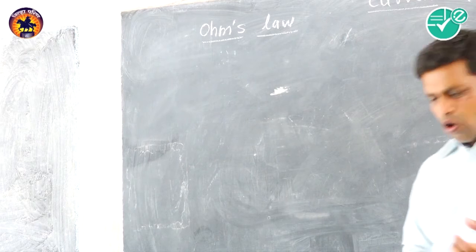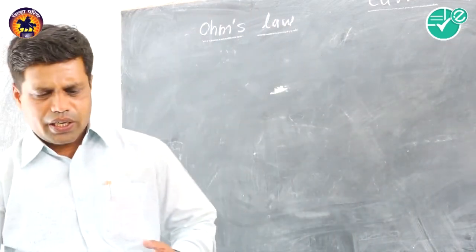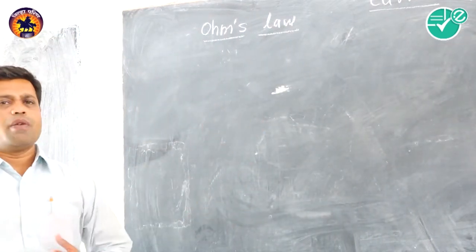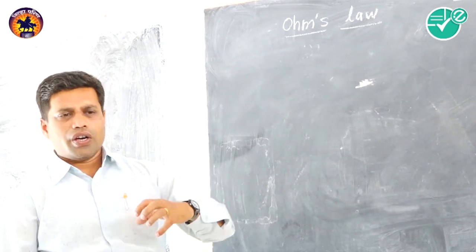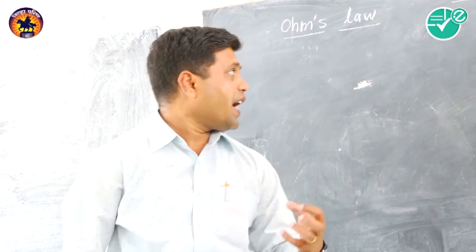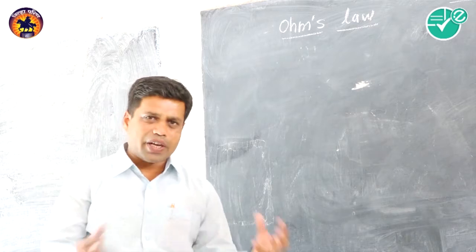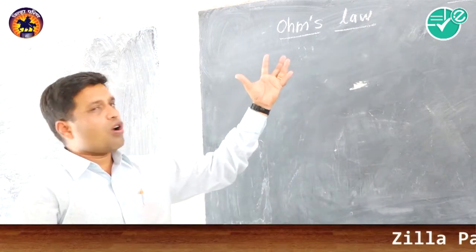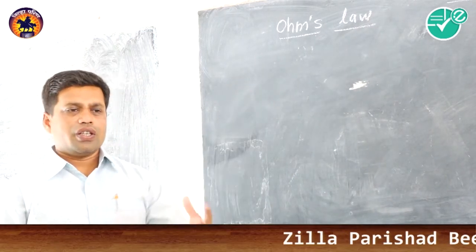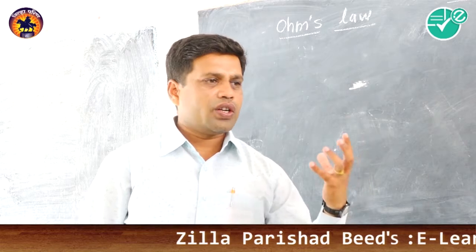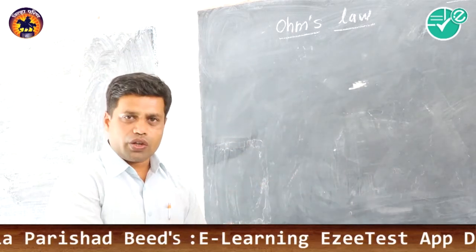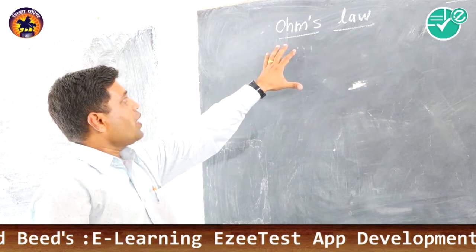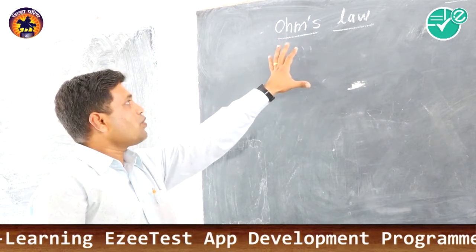This is a very important law in current electricity, because with the help of this law you can calculate values of current and voltages in a given complicated circuit. Without this law we cannot calculate the potential drops, or the electric current, in a given electronic circuit. This law was given by Ohm, so that is why it is called Ohm's law.